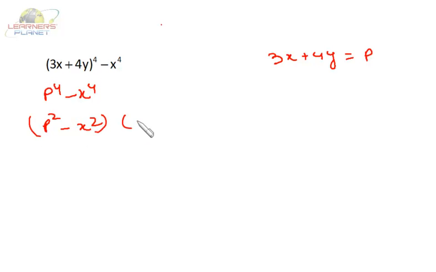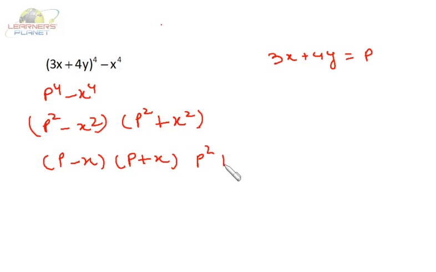Now it is x raised to 4 minus y raised to 4 format. I assume 3x plus 4y to be p. So it's p4 minus x4. Okay. So first it is p square minus x square and p square plus x square. Then it can further be factorized as p minus x, p plus x, and it will be as it is.